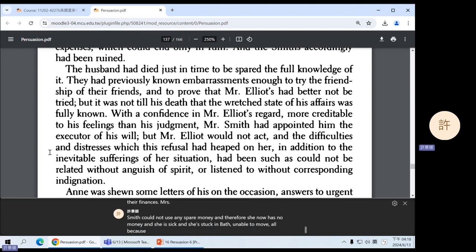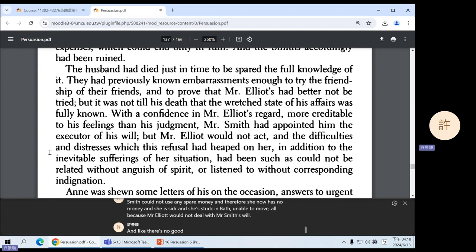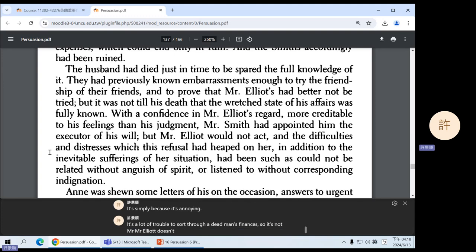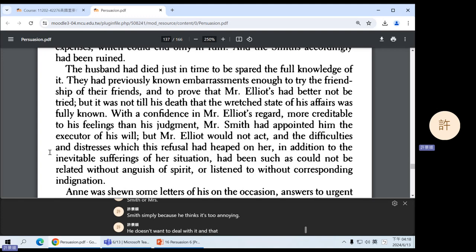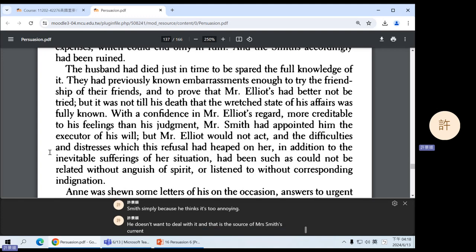All because Mr. Elliot would not deal with Mr. Smith's will. And there's no good reason. It's simply because it's annoying. It's a lot of trouble to sort through a dead man's finances. So Mr. Elliot doesn't deal with the will, not because he hates Mr. Smith or Mrs. Smith, simply because he thinks it's too annoying. He doesn't want to deal with it. And that is the source of Mrs. Smith's current situation. So yeah, a very evil guy.